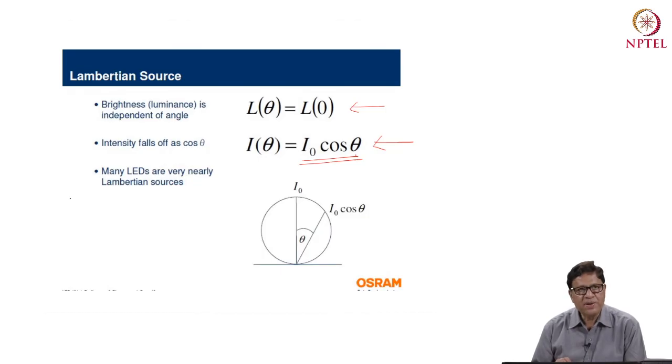So this is a very approximate representation of a source. Not all sources will meet this criterion, but to make it more mathematically friendly, we normally take the source as a Lambertian source. So I theta is equal to I0 cos theta. Intensity is falling off as cos theta, as is clear in this diagram. So the intensity here is I0, and at an angle theta, it is I0 cos theta. Most of the LEDs which are there are nearly Lambertian surfaces.